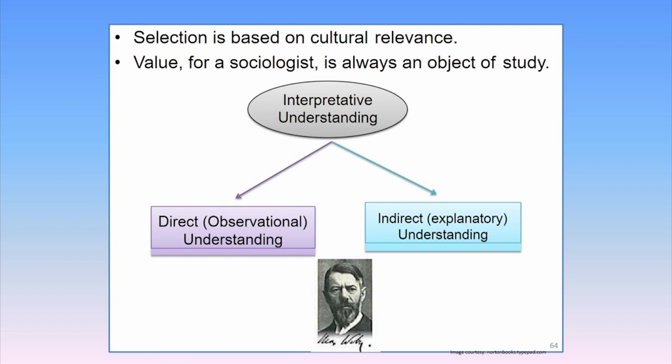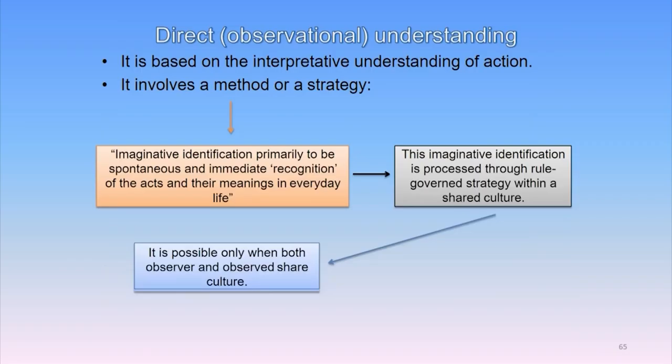Hence, interpretative understanding of social action. When I say there are two types of interpretative understanding of social action, one is direct understanding, alternatively known as observational understanding, and the other is indirect understanding, alternatively known as explanatory understanding. Okay? Then what is direct understanding or observational understanding of social action?